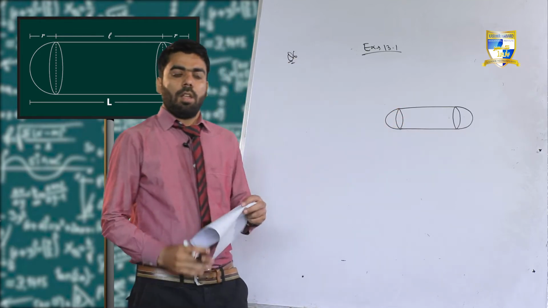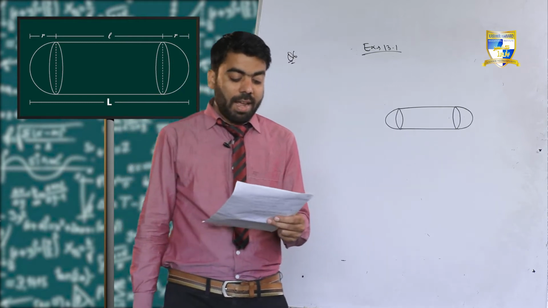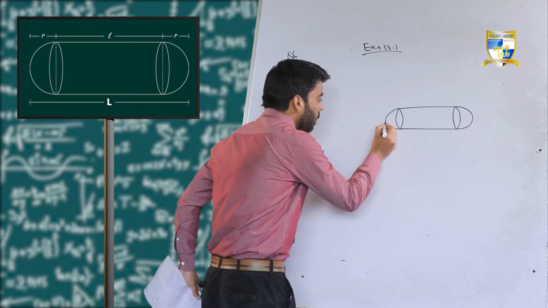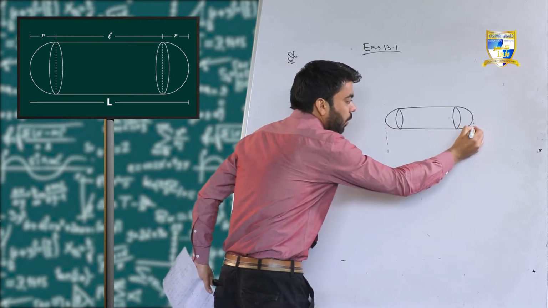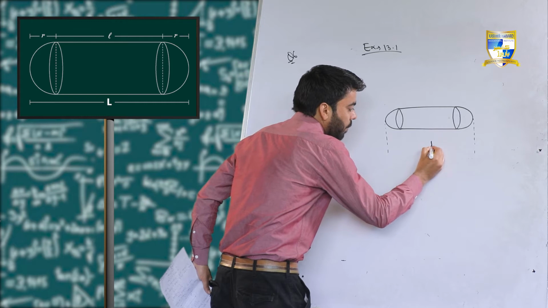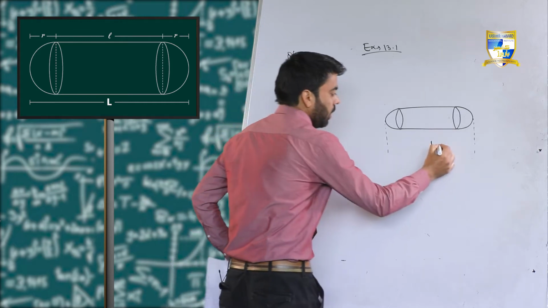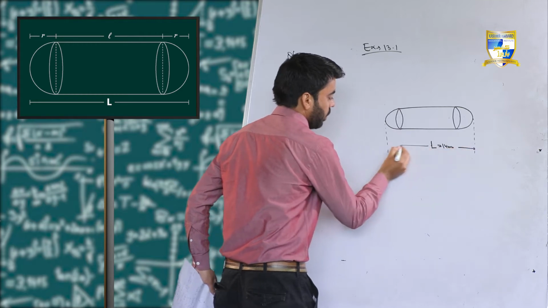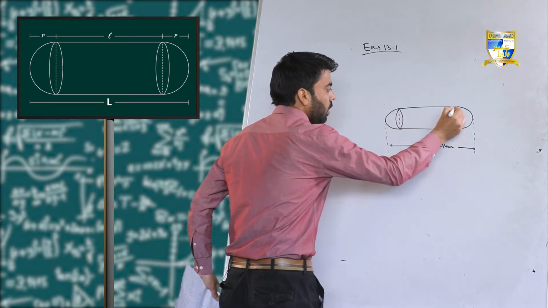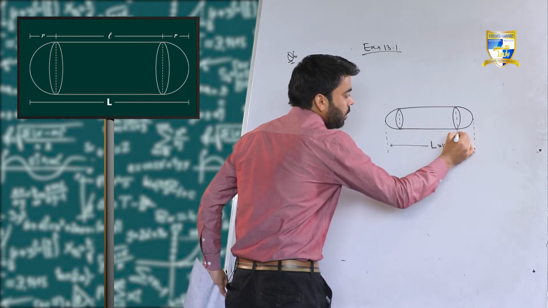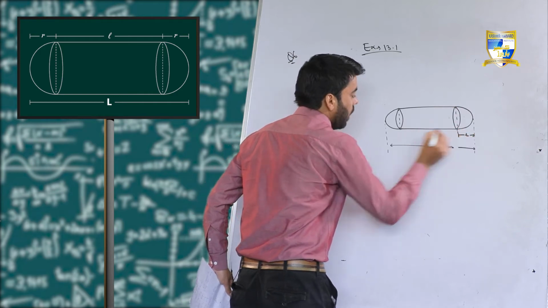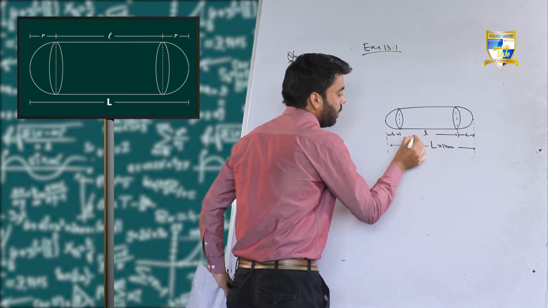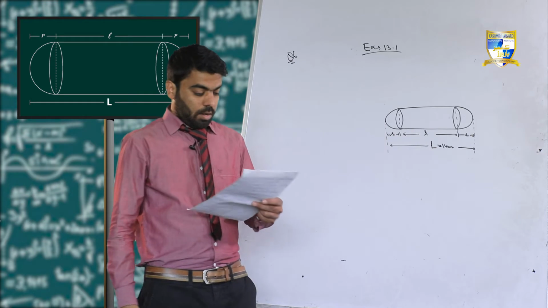The question says the length of the entire capsule is 14 mm. That means from this point to this point, if I put this as a capital L, this is equal to 14 mm. And from this point to this point, it will be small r, and this will be small r, and I will write this as a small l. Clear? Now what is the question then?